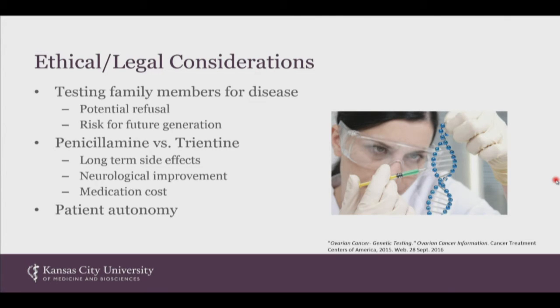Another area of ethical consideration is penicillamine versus trientine. They have about the same neurological improvement, and there are some studies showing that trientine has fewer side effects. However, today the standard of care is penicillamine. This could be due to the fact that penicillamine is only $60 per pill, whereas trientine is about $215. And as they are each taken 3 times daily, that is a very, very big difference in medication cost.